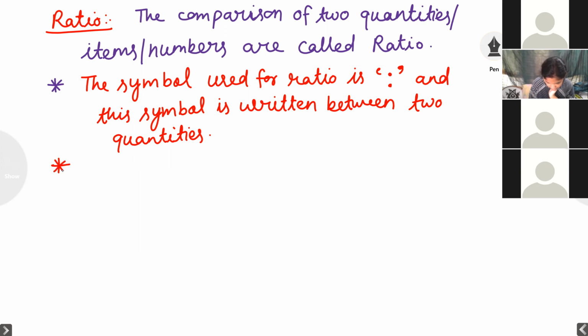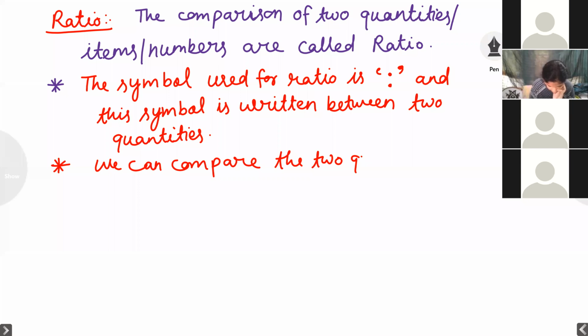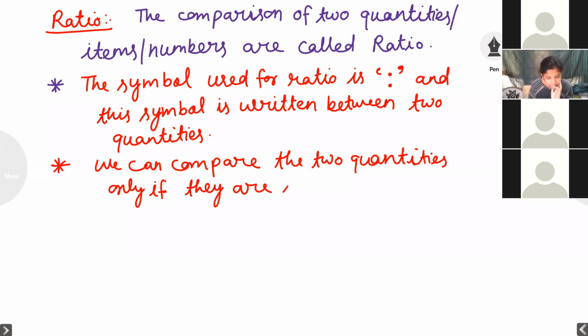Second star point. If we are comparing two quantities, note down, we can compare the two quantities only if they are in the same units.